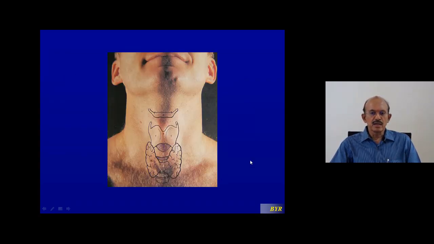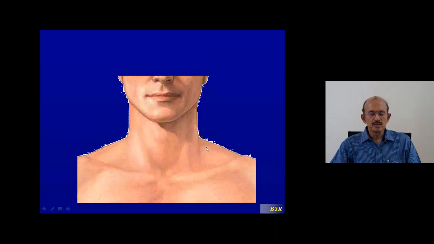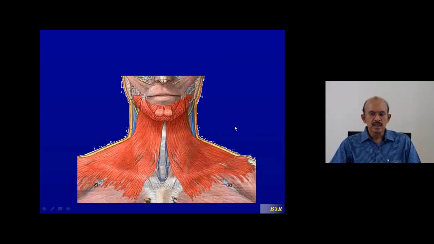The gland is situated in front of the trachea. It has two lobes, one on either side of the midline, with the connecting isthmus situated about the second, third, and fourth tracheal rings. The lobes extend upwards up to the level of the thyroid cartilage. Let us dissect the layers of the neck to see the position of the thyroid gland.